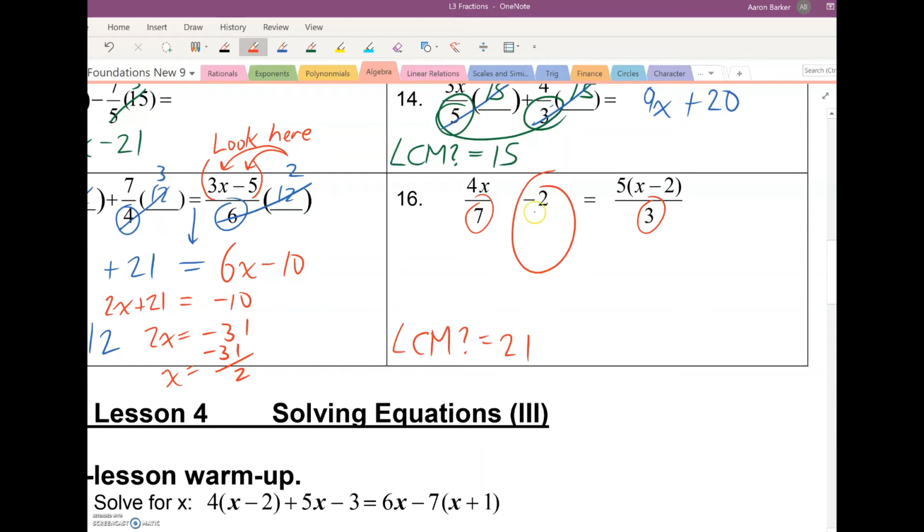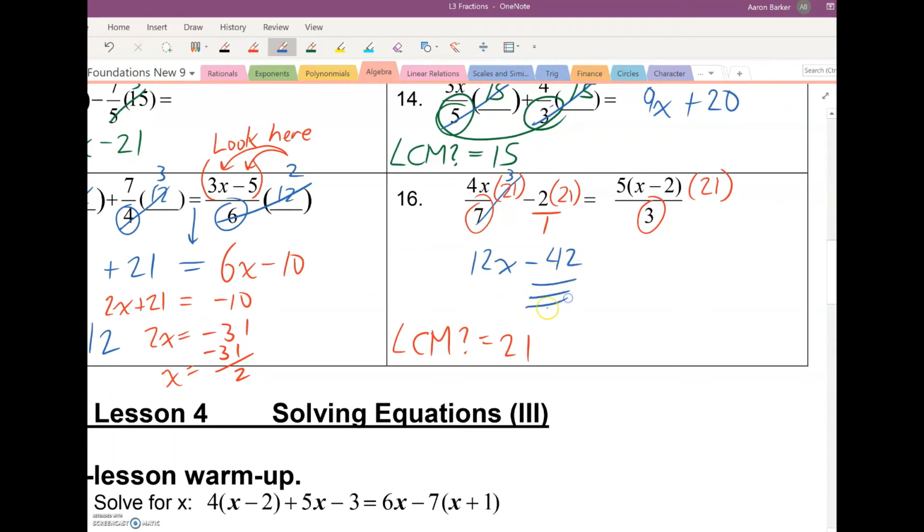What about this one? What's the denominator underneath the 2? What is it? You've got to remember it's a 1. And the reason why I bring that up is because you have to multiply all terms by the 21, including the ones that don't have fractions. So now when you multiply 7 and 21 divided by 7 gives you 3, and you get 12x. 21 divided by 1 doesn't cancel at all. And so you get negative 42.